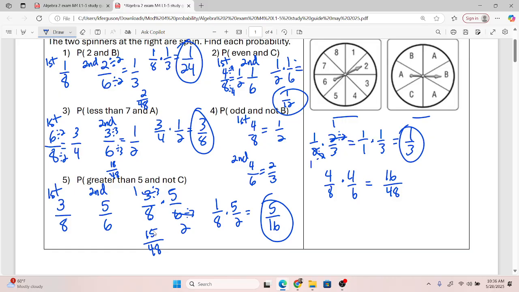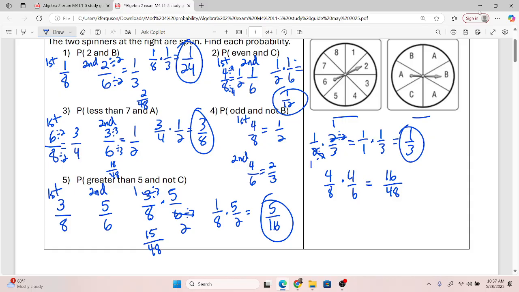Divisibility rules for 3. You add up your digits. If that number is divisible by 3, then the number that you started with is divisible by 3. 1 plus 5 is 6. Is 6 divisible by 3? Yep. So then that means 15 is divisible by 3. 4 plus 8 is 12. Is 12 divisible by 3? So 12 is divisible by 3. 48 is divisible by 3. So I divide those both by 3 and I get 5 over 16.